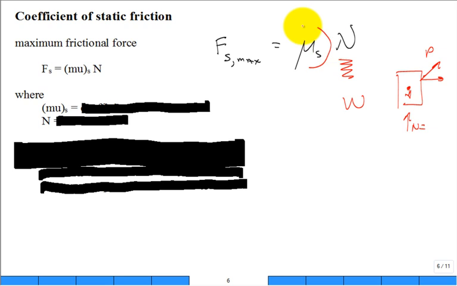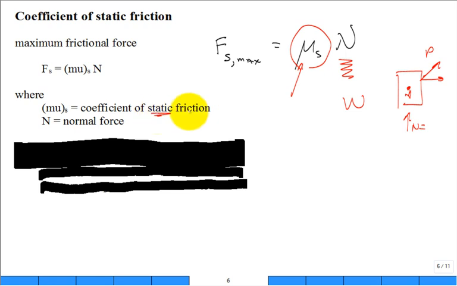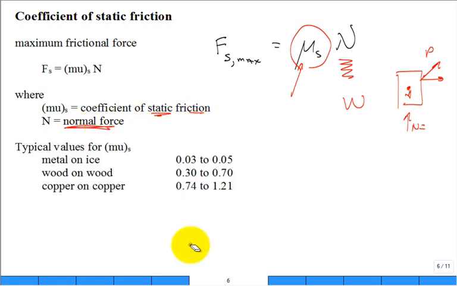Okay, and then what is mu sub S? It's a coefficient of static friction. Why do they have mu? Well, okay, Greek letter, we need to go to the Greeks to get more letters. And then subscript S for static. Okay, so coefficient of static friction, and that's our normal force. Typical values, there's a table in the textbook. When you see a table in a textbook, spend a few minutes just looking at the values and asking yourself questions about the values. Well, here we have metal on ice, 0.03 to 0.05, wood on wood, 0.3 to 0.7.